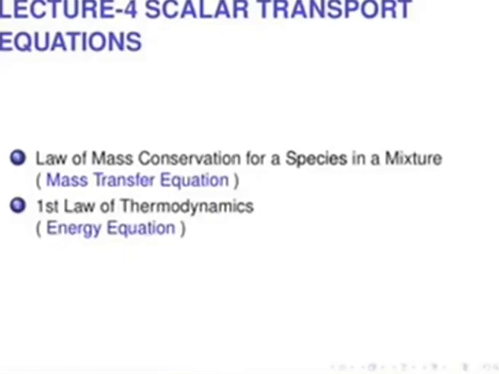The first scalar quantity is the specie in a mixture. For example, if you are dealing with a combustion problem, then the species carried are oxygen, carbon dioxide, fuel, carbon monoxide, and so on and so forth. The law of conservation of mass for a specie in a mixture is called the mass transfer equation. We will also invoke the first law of thermodynamics, which transports energy in a moving fluid. Both energy and the concentration of a specie are scalar quantities.